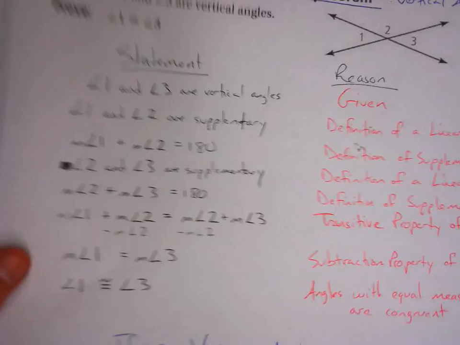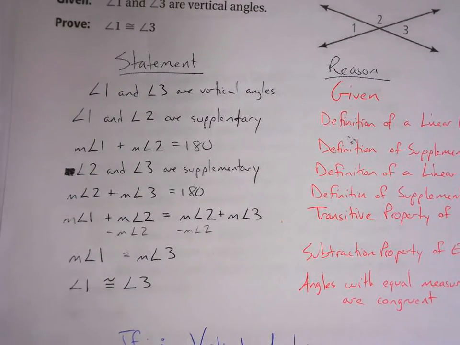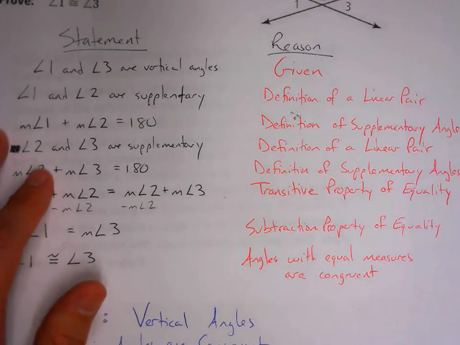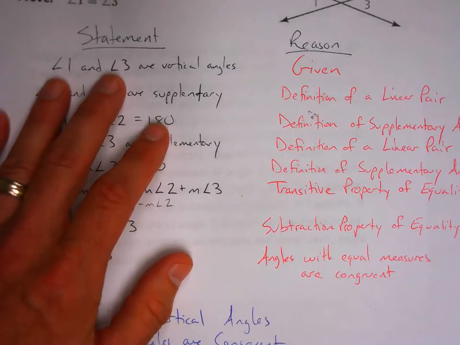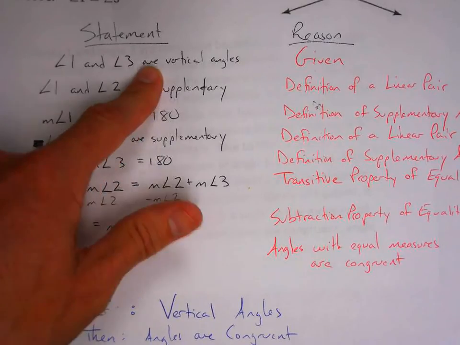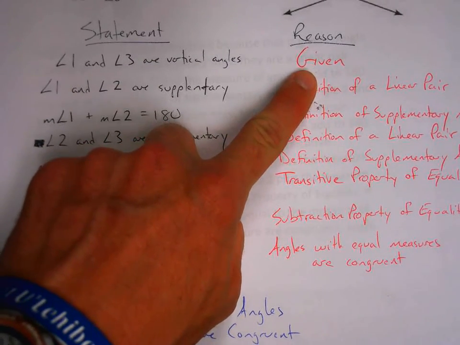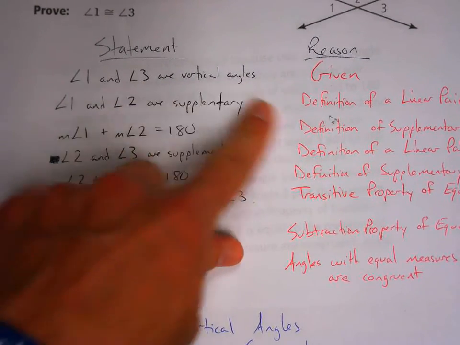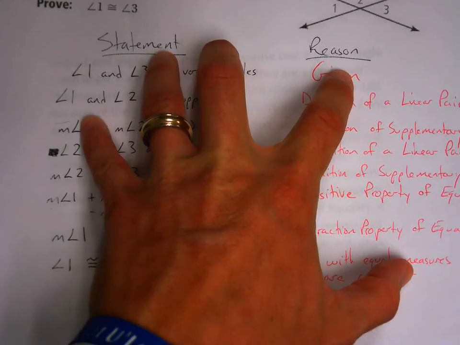If you don't remember the vertical angle theorem for this video, stop here, rewind, go back to this proof, and I'll show you what's going on. We have our statements and our reasons. For a paragraph proof, really all you have to do is say the statement and then write because and then give the reason. Well, I can start: angle 1 and angle 3 are vertical angles because it's given. And that concept is how you can take a 2-column proof into a paragraph proof.